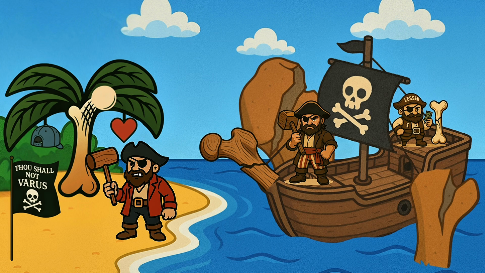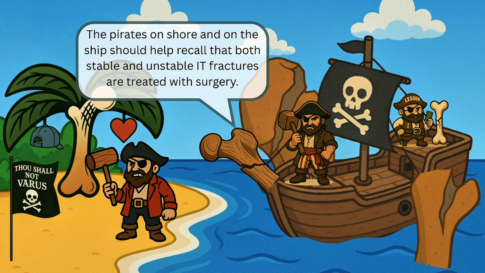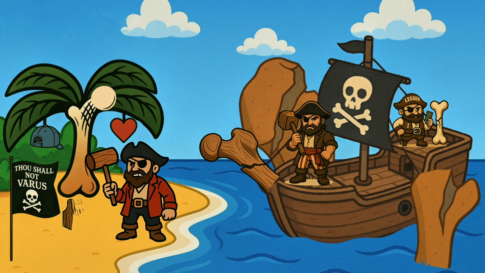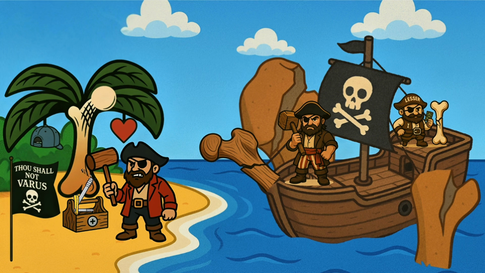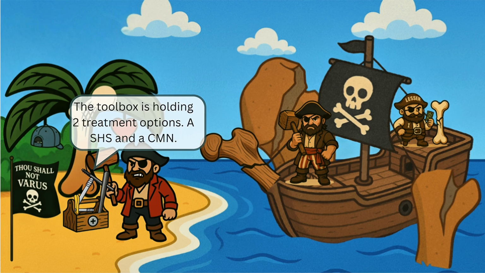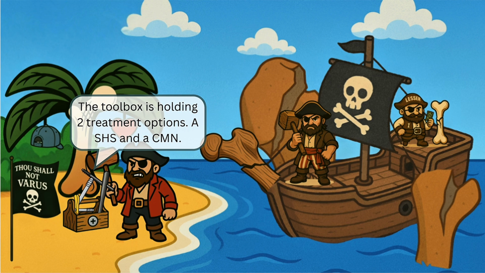Next, we will talk about management. The two pirates on land and at sea are both holding a mallet, which is a recurring symbol for operative management. On land next to the stable pirate, there is a toolbox, which is a recurring symbol for ORIF. Inside the toolbox, you'll see two different treatment options, a sliding hip screw on the left and a cephalomedullary nail on the right.